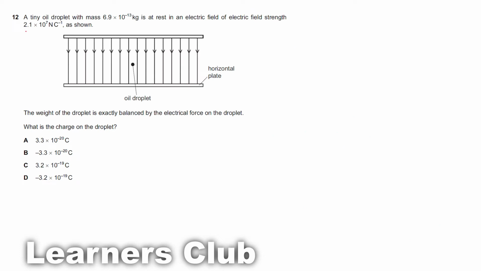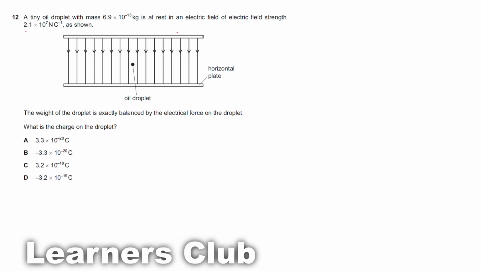Question 12. A tiny oil droplet with mass 6.9 × 10^-13 kg is at rest in an electric field of electric field strength 2.1 × 10^7 newton per coulomb. So there is this graph and there is this diagram. You can see the electric field's direction. Electric field line is moving downwards.